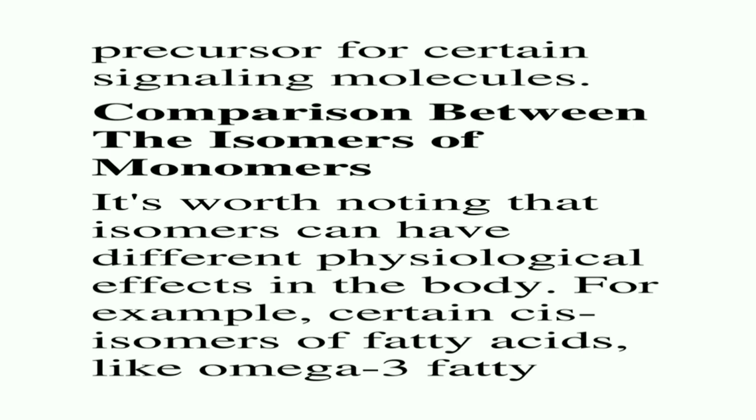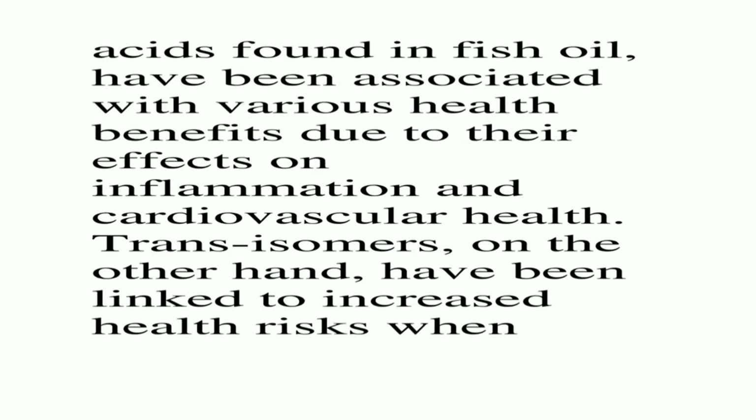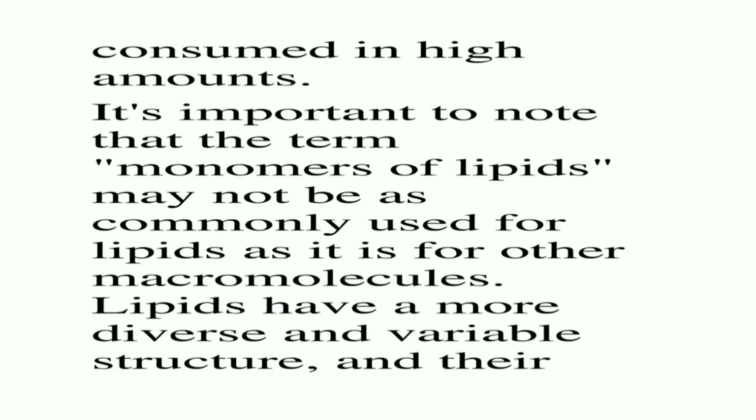Comparison between the isomers of monomers. It's worth noting that isomers can have different physiological effects in the body. For example, certain cis-isomers of fatty acids, like omega-3 fatty acids found in fish oil, have been associated with various health benefits due to their effects on inflammation and cardiovascular health. Trans-isomers, on the other hand, have been linked to increased health risks when consumed in high amounts.